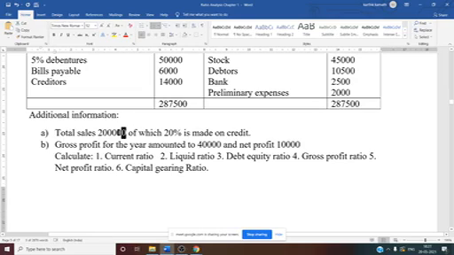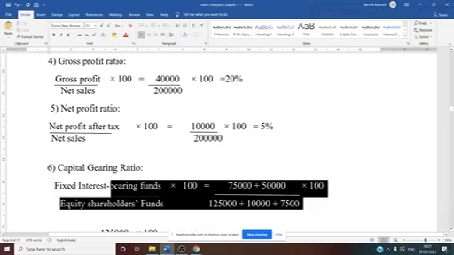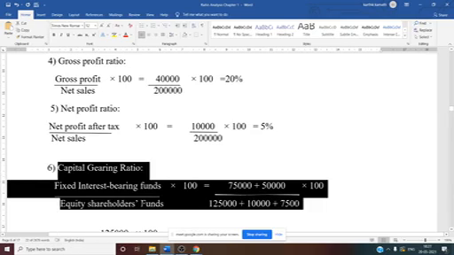Finally, the last thing you need to calculate here is the capital gearing ratio. The formula is fixed interest bearing fund divided by equity shareholders fund into 100. If you see the liability side of the question, only two pieces of information give you the fixed interest. What are those? Can anyone tell me? Can you comment in the chat box?